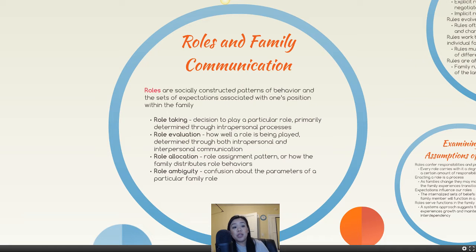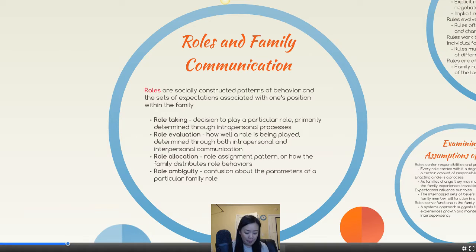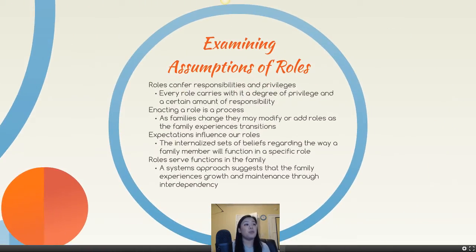The last one is role ambiguity, and this is when a person or persons in the family are not sure as to what their family role is, what are the parameters of it, how much is their responsibility, if any, and who is their responsibility to, what other tasks or activities are they responsible for. And that really just means that if you're experiencing role ambiguity, you're not quite sure what's expected of you.